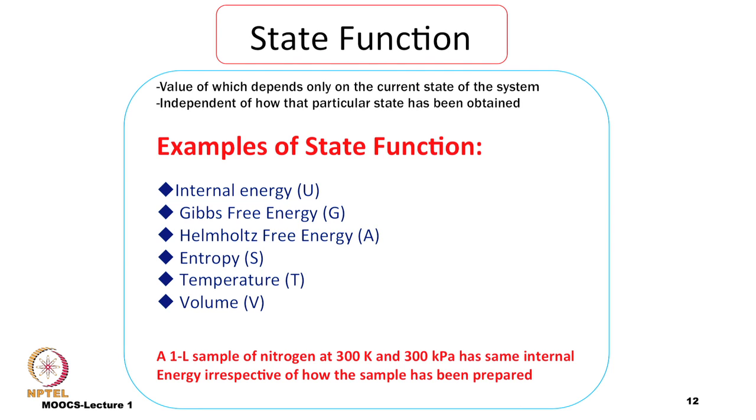A few more definitions which I will go through. One is a state function. A state function is a property which depends only on the current state of the system, and it is independent of how that particular state has been obtained. The examples of state functions are internal energy, Gibbs free energy, Helmholtz free energy, entropy, temperature, volume. For example, a 1 liter sample of nitrogen at a fixed temperature and pressure, for example 300 Kelvin and 300 kilopascal, has the same internal energy irrespective of how the sample has been prepared.